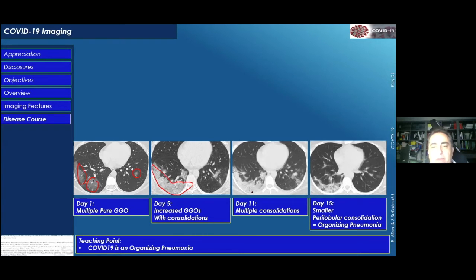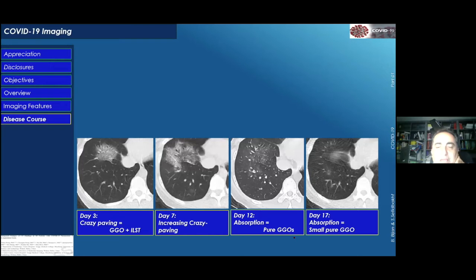Same thing I think is happening with consolidations. So in this case, once you have those ground glass opacity areas, now you have multiple consolidations, and later on they start ending up with minimal fibrosis. This is an example of organizing pneumonia, and we know COVID is an organizing pneumonia.